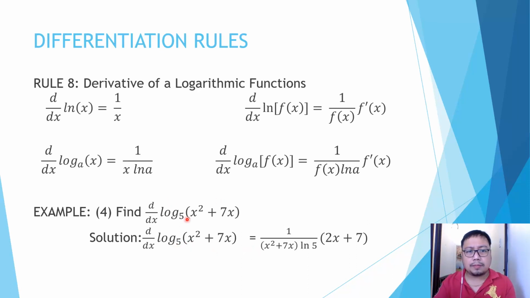This problem falls on this rule. 1 over the function, and our function is x squared plus 7x. 1 over the function, ln of a. Our base is 5. So 1 over the function, ln of 5, times the derivative of the function. The derivative of x squared plus 7x gives you 2x plus 7. So the answer is 2x plus 7 over x squared plus 7x times ln of 5. So this is our answer.